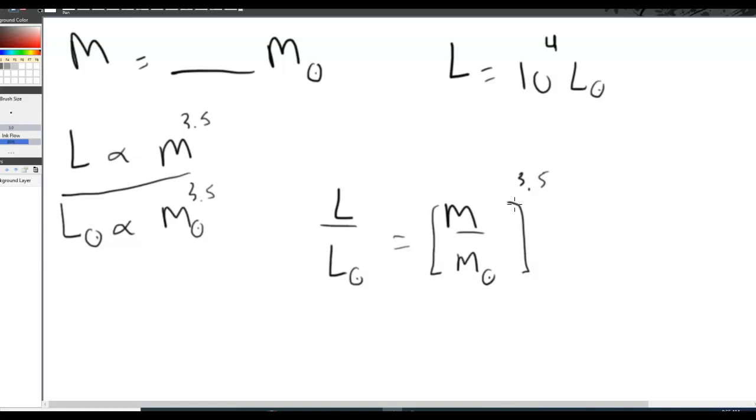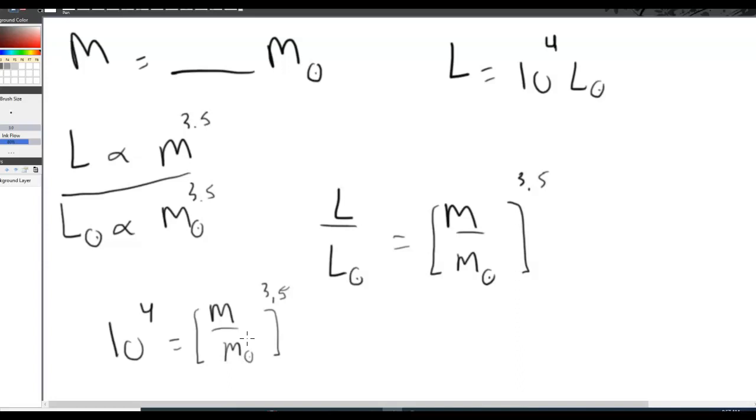Now I know that the left side is equal to 10 to the power 4 because the star given in the problem is 10,000 times more luminous than that of our sun. So this ratio on the left side is actually 10,000. And I'm just going to write 10 to the power 4 is equal to M over M sun raised to the power 3.5. And now you have to ask yourself, how do I solve for something that's being raised to a power? If something was raised to the power 2, that's basically being squared, how do you undo a square?